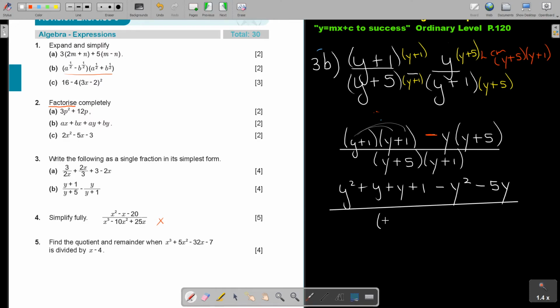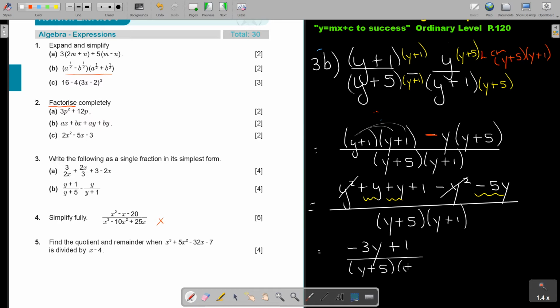Okay, and it will be y plus 5, y plus 1. And then I'm just going to start to see what my like terms are. Okay, first I see, oh, this is so nice. I like things that cancel out. And this is 2y minus 5y. Can you see it's like terms? So this is going to be negative 3y, plus that one. And it's all going to be over y plus 5, y plus 1.